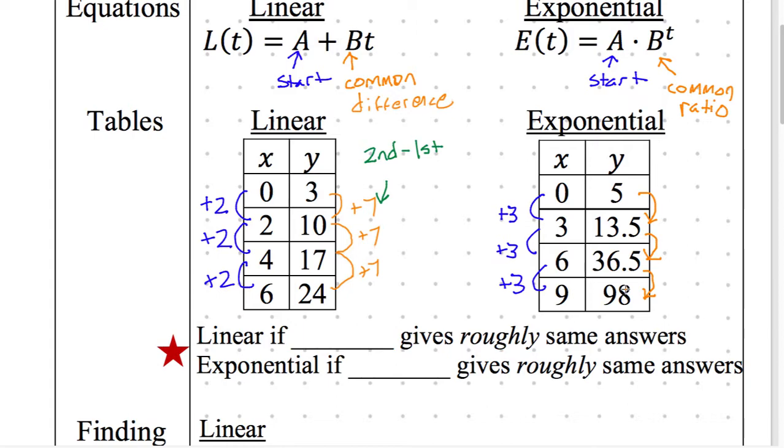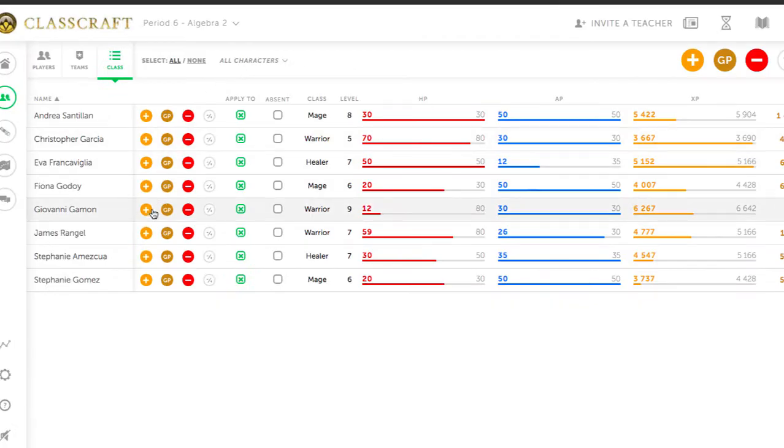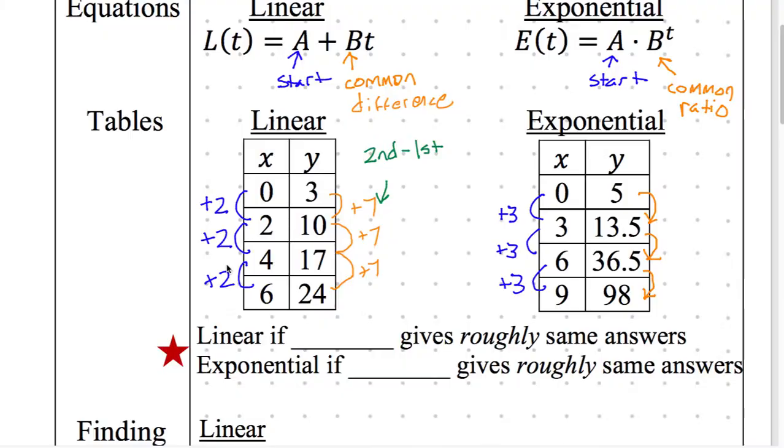You have like a 1 in 6 chance. Gio. Yes, you have it right. It's multiply. Thank you, Gio. You should be multiplying because it's an exponential function. So this is times something, times something, times something. It's multiplying by the common ratio.